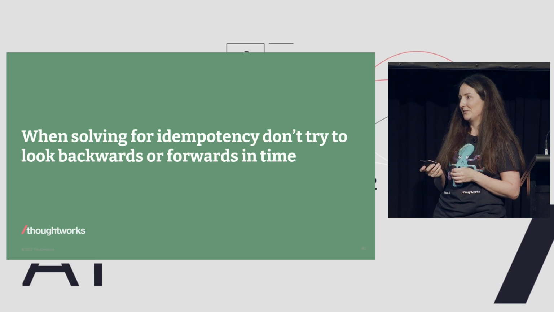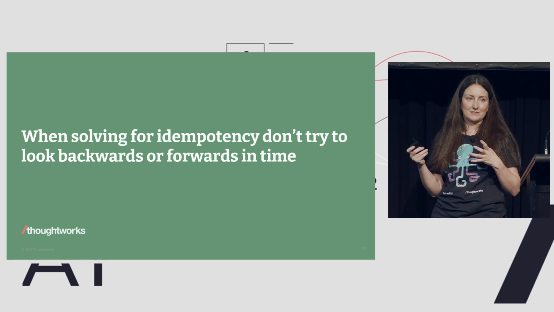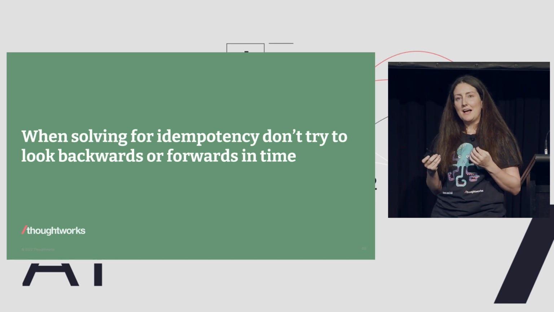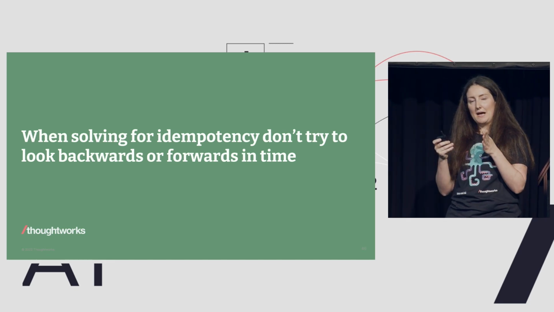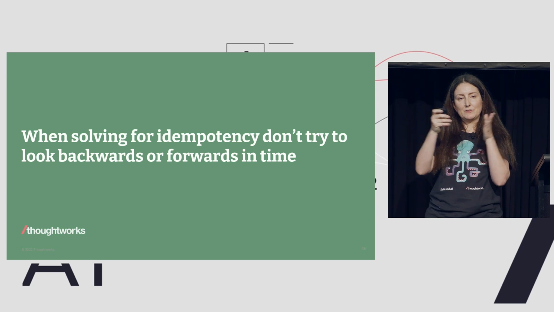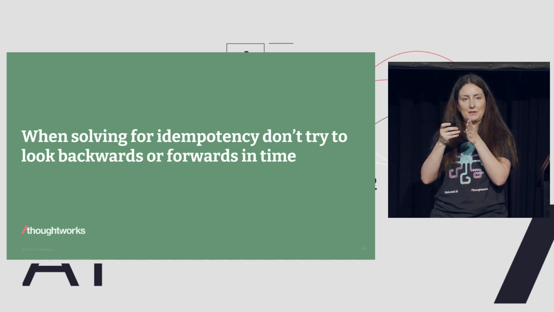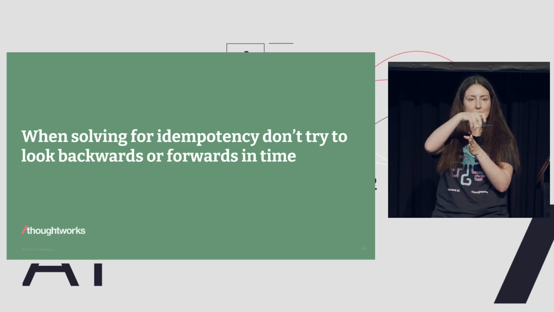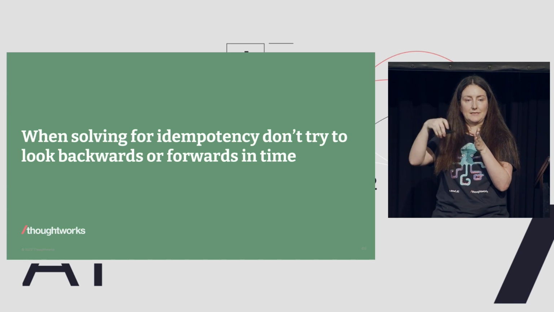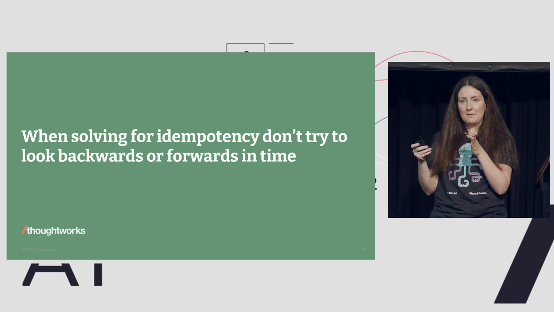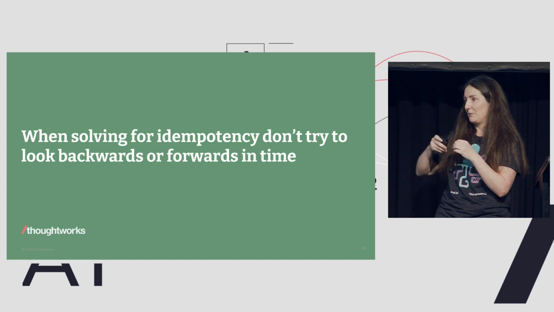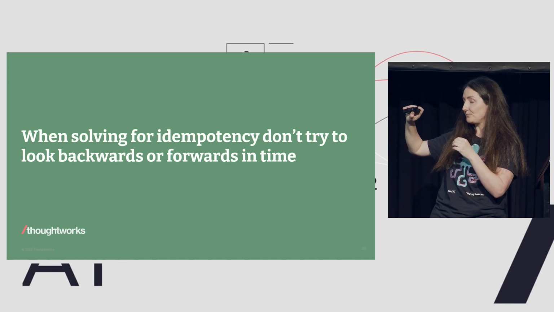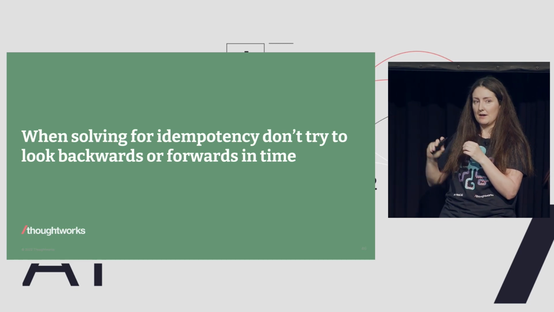When solving for idempotency, don't try to look backwards or forwards in time. What do I mean by that? Sometimes I see a tendency, if you imagine we're processing a stream, to look to see what's coming next, to see if there are any duplicates close to us. Or we might want to look backwards in time, and this might be a little more controversial, at what we've already processed. So essentially, we're going to do a read before we write.